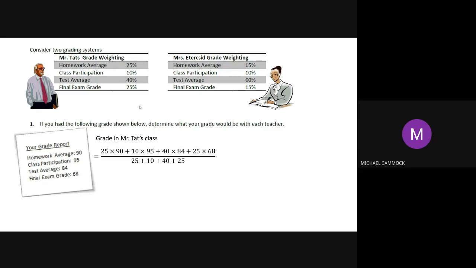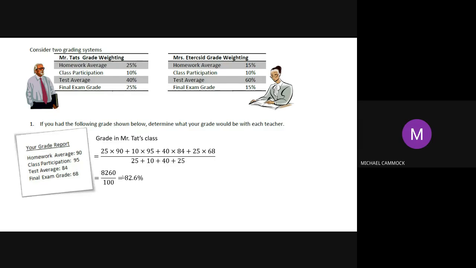The sum of the weights. The weights are here, 25 plus 100 plus 40 plus 25. If I add up all of those weights, that's how I'm going to get my average. So I did the math ahead of time. I got 8260 when I multiplied all of these things and added them up, divided by 100. It's a percent, so it's really out of 100. And that worked out to 82.6%. So if you had these marks in Mr. Tat's class, then you would have this average.